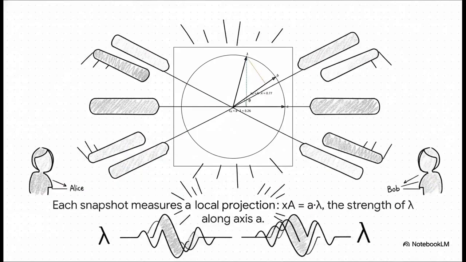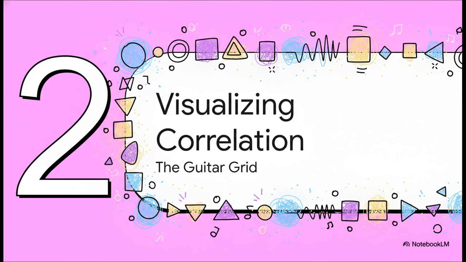So what is that snapshot really measuring? Well, it's just simple geometry. It's a projection. Think of the shared vibration lambda as an arrow. Alice's measurement is just the shadow that arrow casts onto her sensor's line of sight. If the vibration arrow is lined up perfectly with her sensor, she gets a huge reading, a loud note. If it's at a right angle, the shadow is 0, and she gets silence. It's pure, simple geometry.